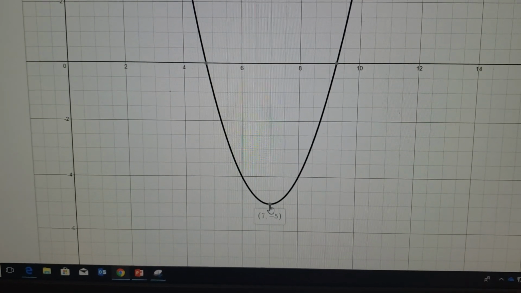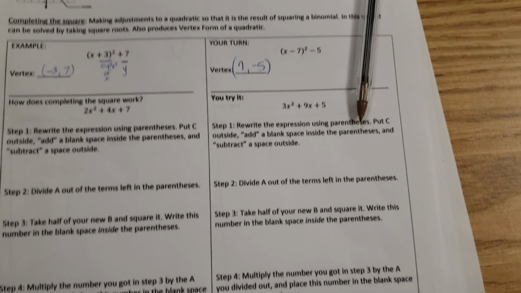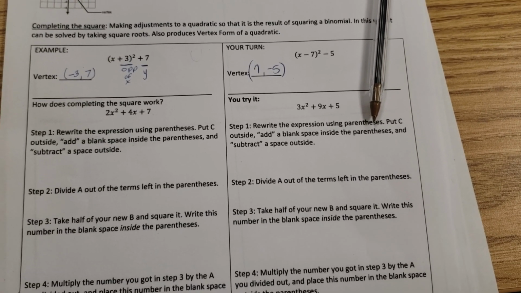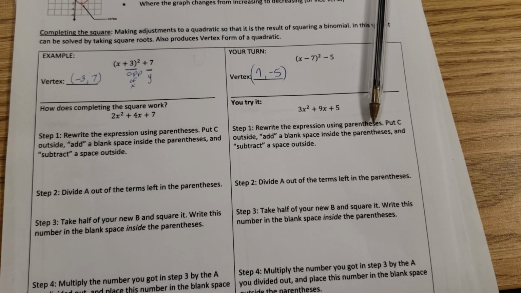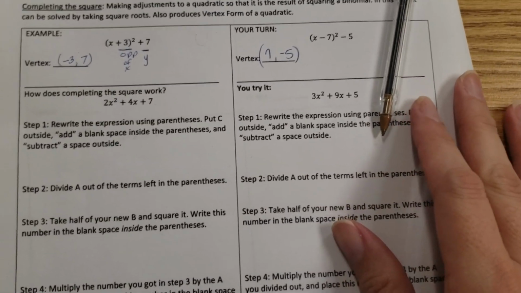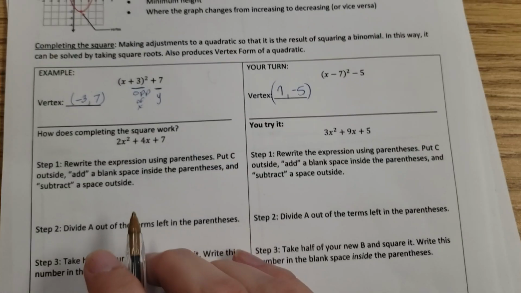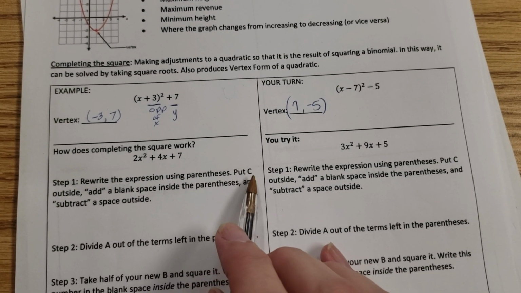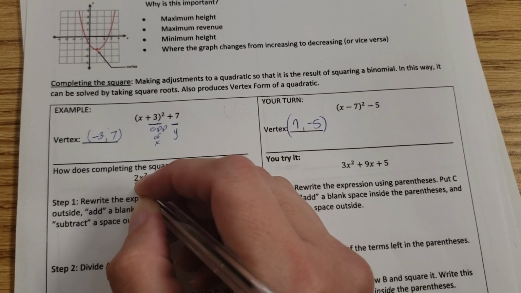All right, so the process of completing the square is kind of a tedious process, but there's literally no algebra involved at all. We don't use any variables or anything. We just use the numbers that are in the expression to start with. So the first thing that we're going to do is rewrite the expression using parentheses. We're going to put C, which 7 is C. Let's remind ourselves of our A, B, and C.